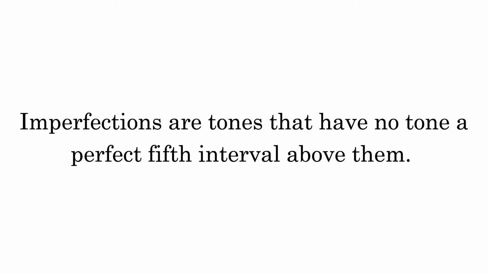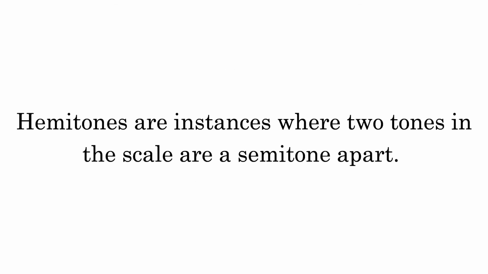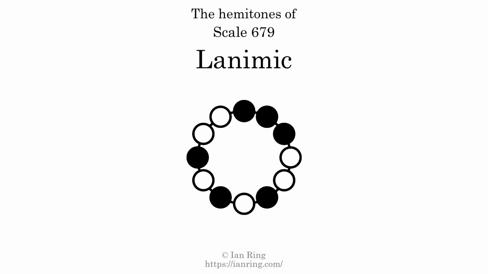Imperfections are tones that have no tone a perfect fifth interval above them. This scale has 2 imperfections. They are at positions here and here. Hemitones are instances where 2 tones in the scale are a semitone apart. This scale has 2 hemitones. They are at positions here and here.